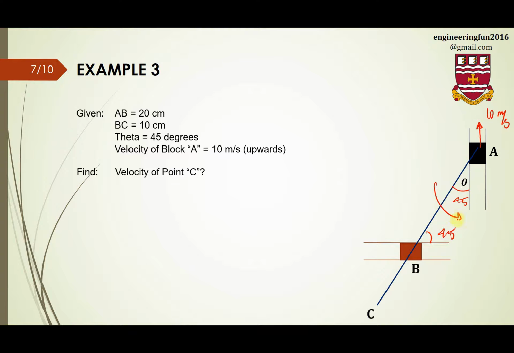So this is omega AB. From the previous question, we found that omega AB is 70.71 radians per second. And we found that the velocity of point B is 10 meters per second, and it is in this direction.